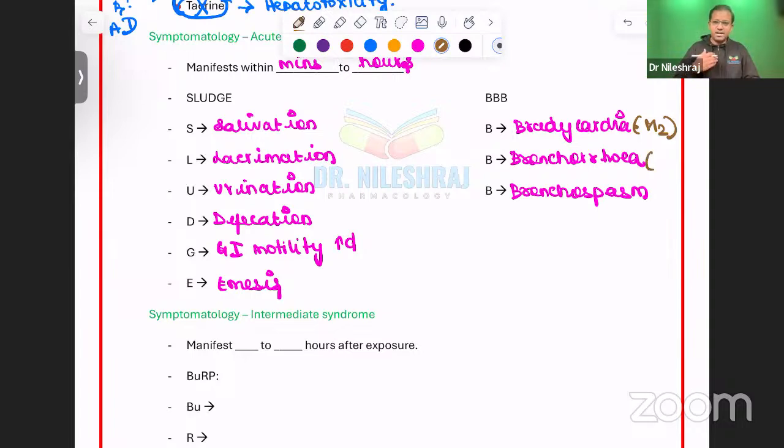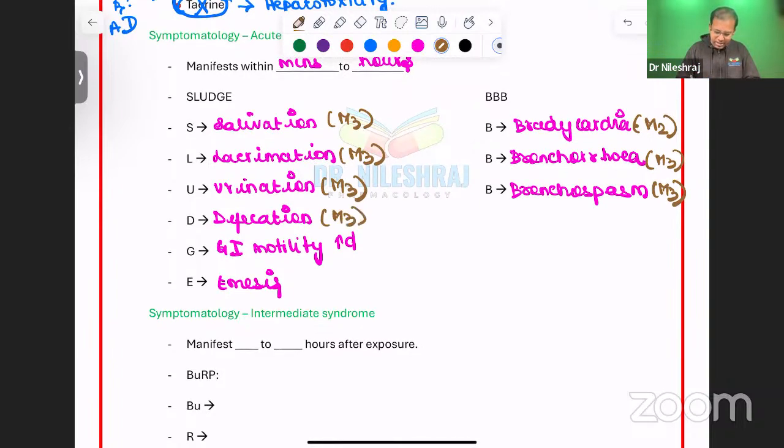Bronchorrhea, increased respiratory secretions, is due to M3 receptors. Bronchospasm, how is it seen? In what you have written, AGMP and ACBB, the last B is bladder contraction, and before that we have bronchoconstriction. That's why M3 stimulation will produce bronchospasm. Salivation, again M3 receptors. Lacrimation, M3 receptors. Urination, because of bladder smooth muscle contraction, M3 receptors. Defecation, increased GI motility. All these things are because of M3 receptors, because that's what we have written previously.